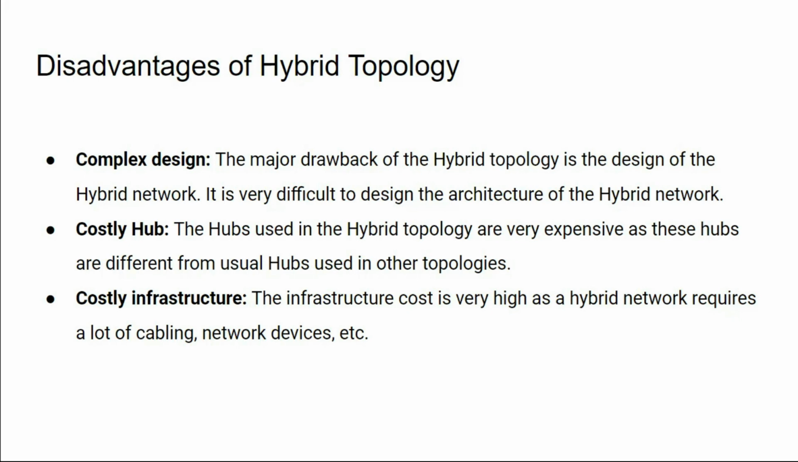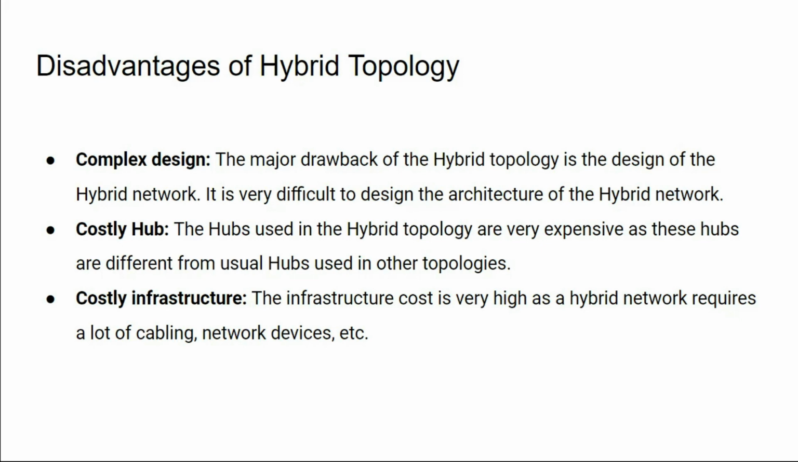And infrastructure also. For example, you have a ring topology, a star topology and a tree topology, so each requires a different kind of cost. So setting up the infrastructure all together into one network will involve infrastructure cost also. With a lot of cabling and network devices, the cost of cabling and the cost of devices will be very high when it comes to hybrid topologies. So these are some disadvantages of using hybrid.